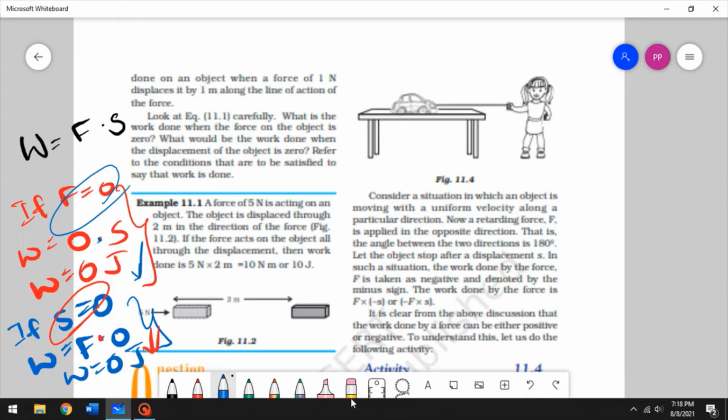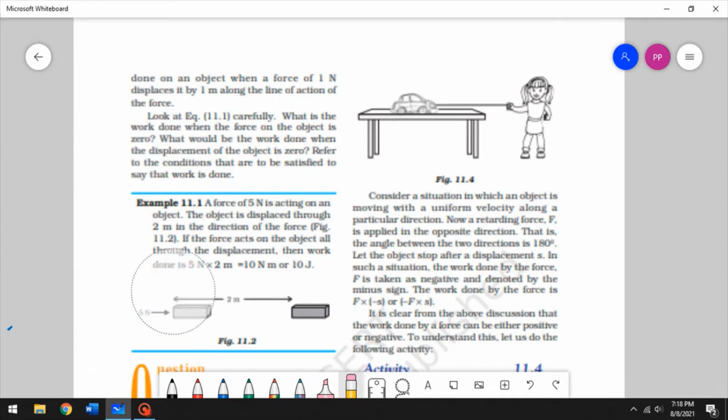So when is work done and when can we say that work is done? In order to say that work is done, two conditions need to be satisfied. The first one is that there needs to be a force applied, and the second one is that the object must move in the direction of the applied force. Both of them should be satisfied.